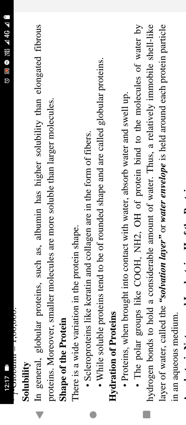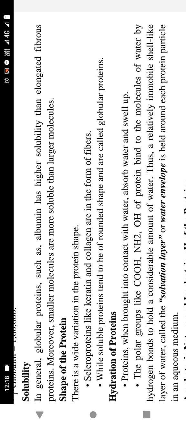So these functional groups make contact with the water molecule and produce a bond between them, and that retains the water in higher amount. Thus a relatively immobile shell-like layer of water forms. This layer of water is called a solvation layer or water envelope. So we saw the outermost layer in dal mixed with water, that is cooked dal with water. The outside is immobilized by water.